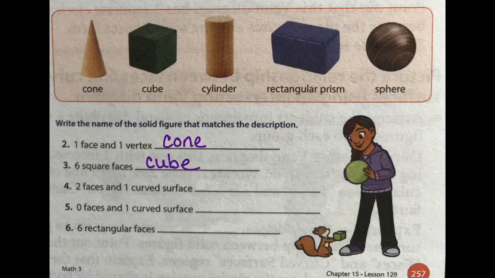Number four. Which of those figures has two faces and one curved surface? Look for the two flat faces and one curved surface. Well, if we look at the cone, it has one flat face and a curved surface. So what other shape could it be? You're right, a cylinder. So let's write that down in its spot.